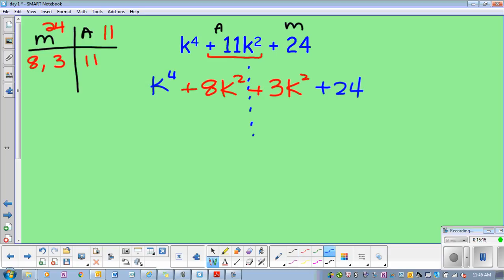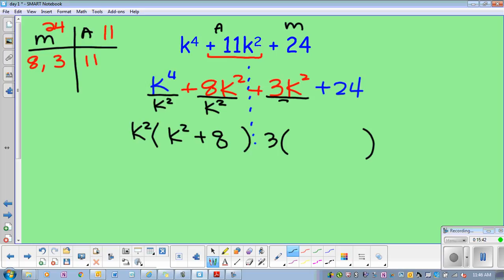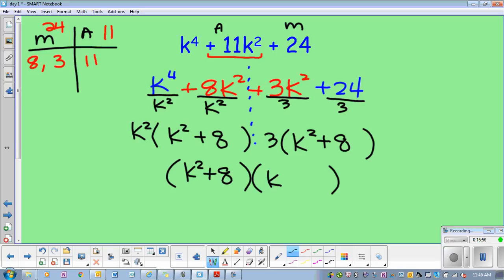Now we're going to divide this right down the middle. What's the GCF on the left-hand side? K squared. Good. You have K to the fourth and K squared. K squared is the smaller one, or smaller exponent. How about on the right-hand side? What's my GCF? 3. Did I do this right? Yes, because my parentheses match. And then I'm going to write it in my double parentheses.